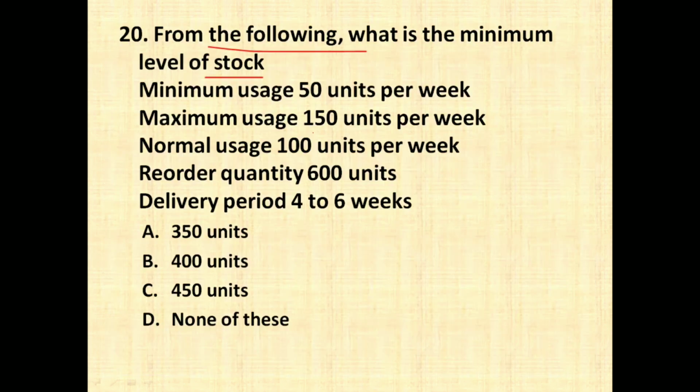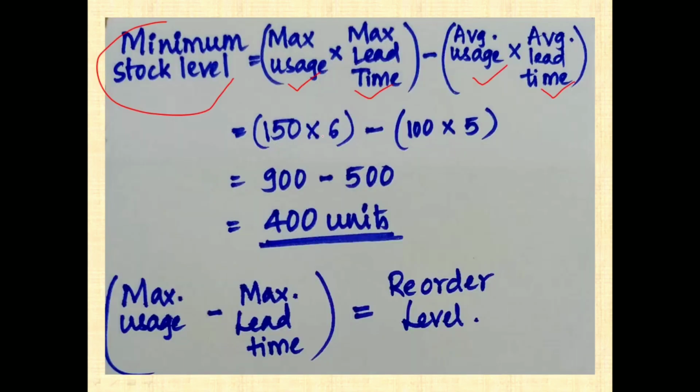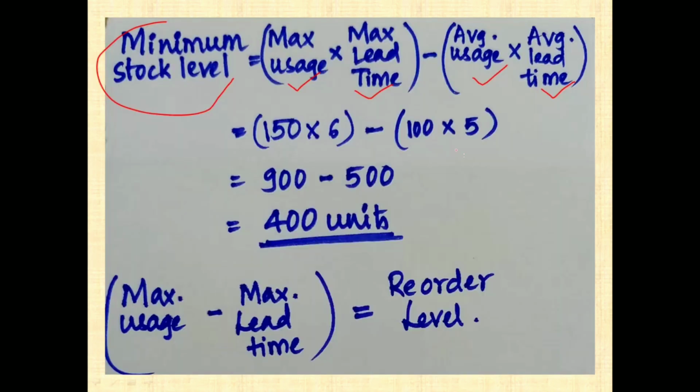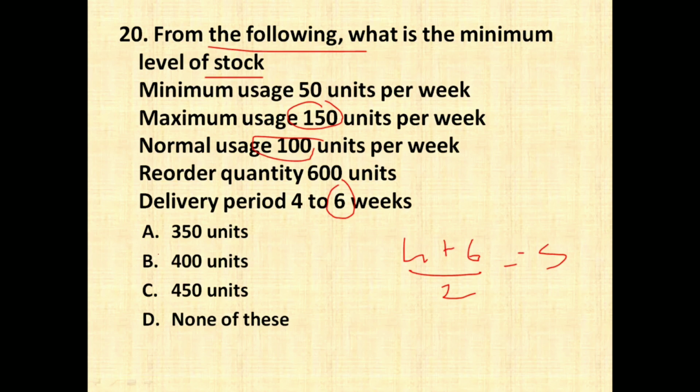So what is maximum usage? Maximum usage is 150. What is maximum delivery time? It is 6. So 150 into 6 minus average usage is 100 and average time will be 4 plus 6, divided by 2. So this will give you answer as 5. So into 5. So 150 into 6 is 900 and 100 into 5 is 500. So you will get answer as minimum stock level in your company should be 400 units, that is option number B.